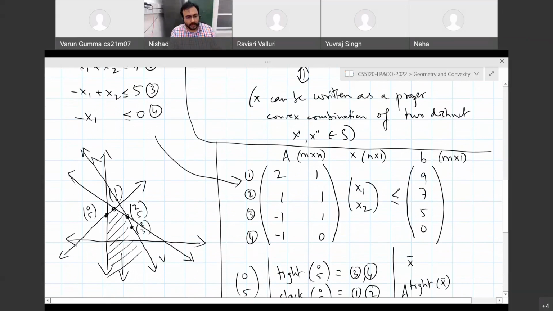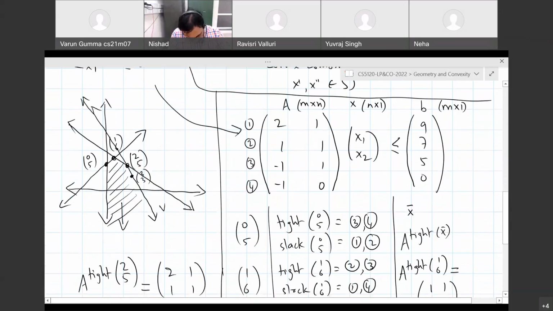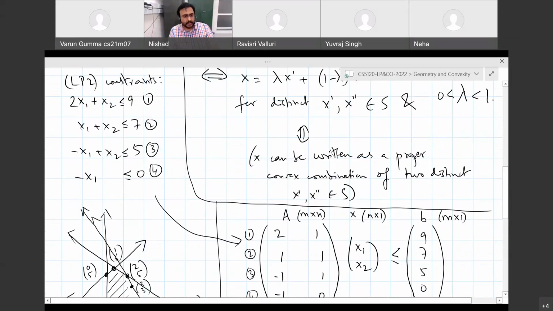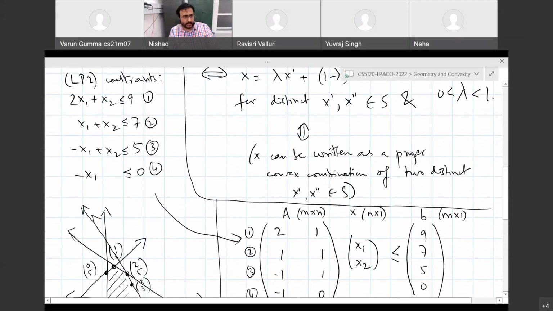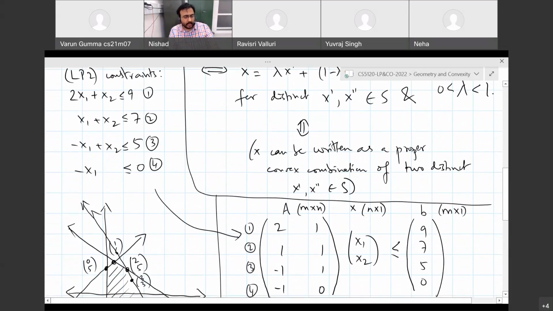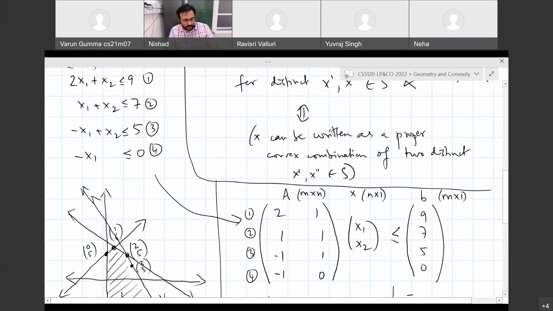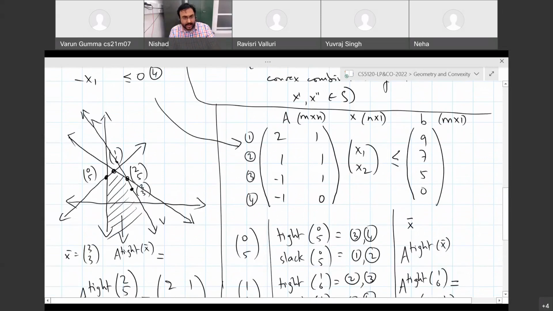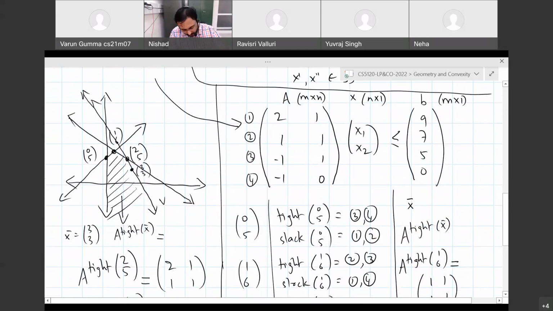Right? So if you look at (3, 3), let's say that was your x bar, then the A tight corresponding to x bar: the only constraint that is tight is the first constraint, right? 6 plus 3 equal to 9. All the other constraints are slack constraints, right? And so your matrix would just have one row, the first row, right? And that is clearly not a full rank matrix.